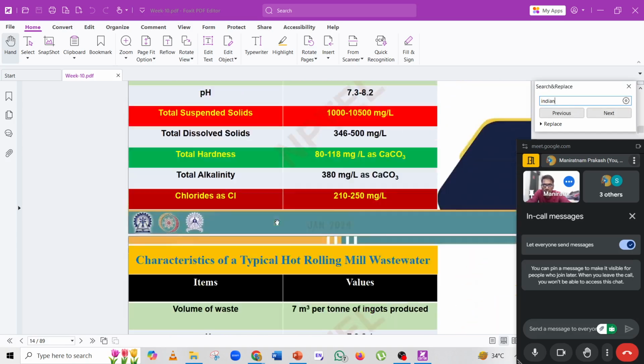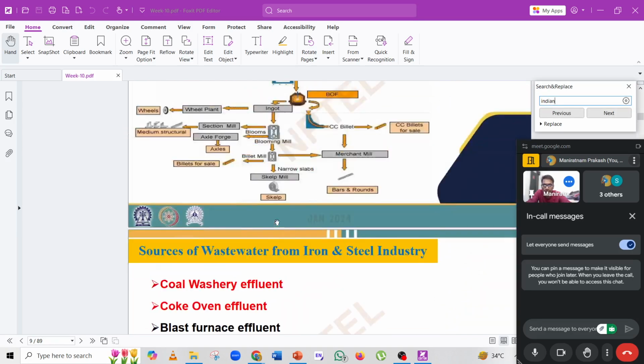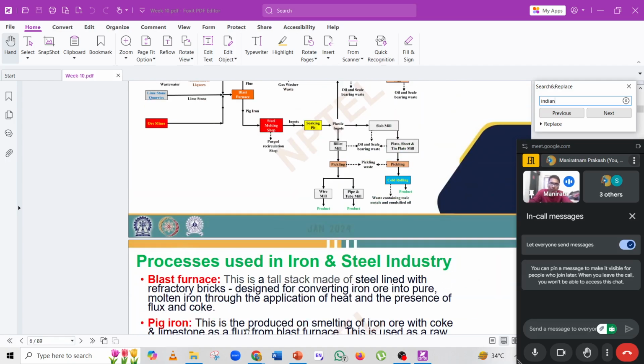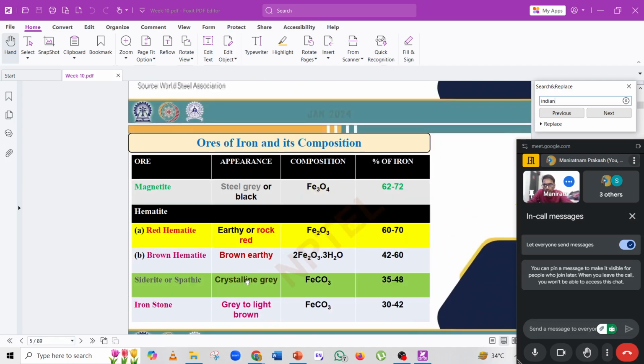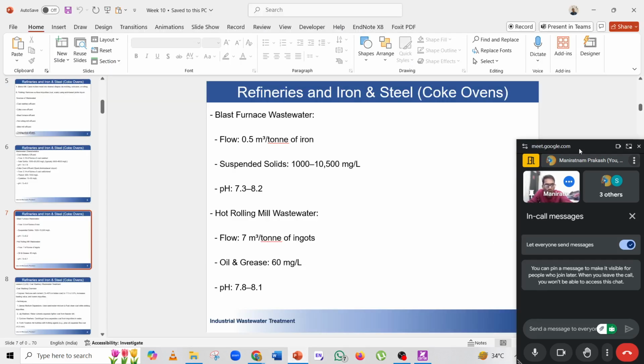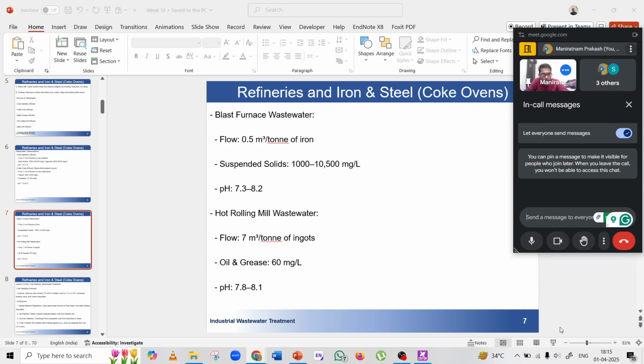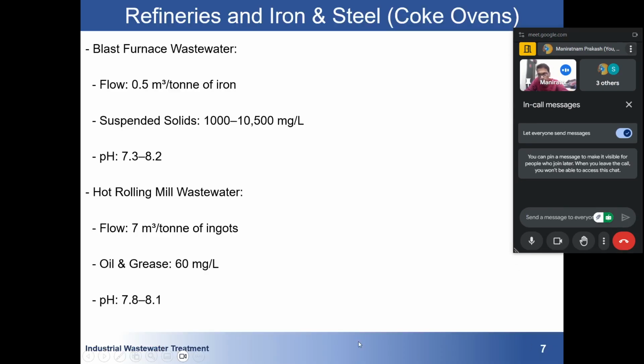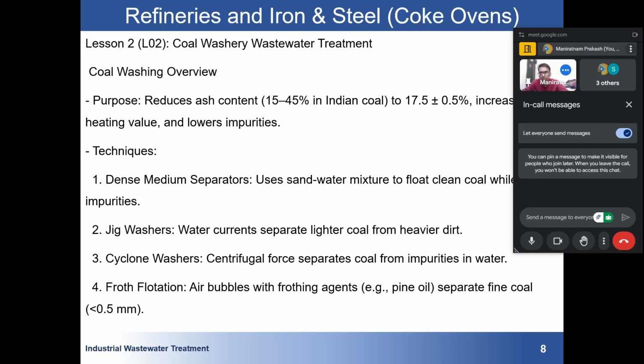Okay, no problem. Just remember that these are some of the raw values. If any industry wants to discharge into a river or land, they have to follow certain rules and regulations.